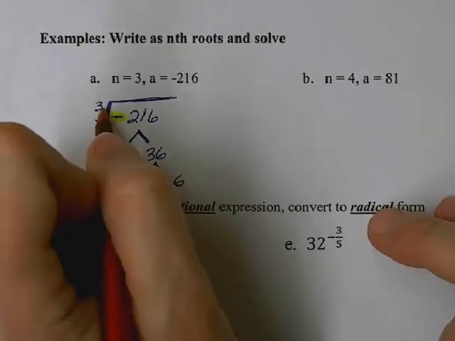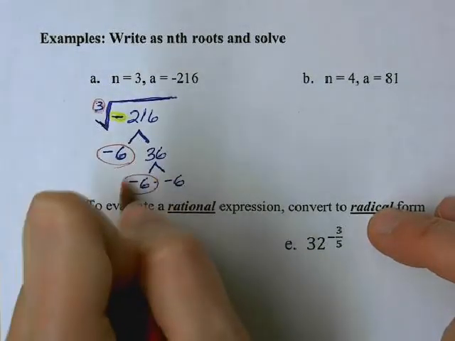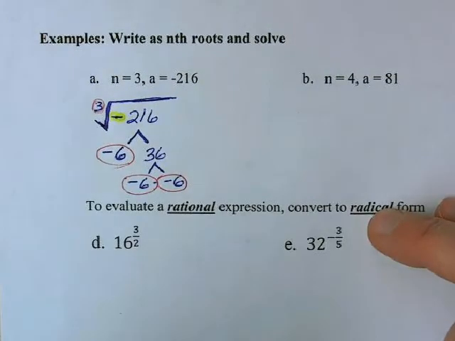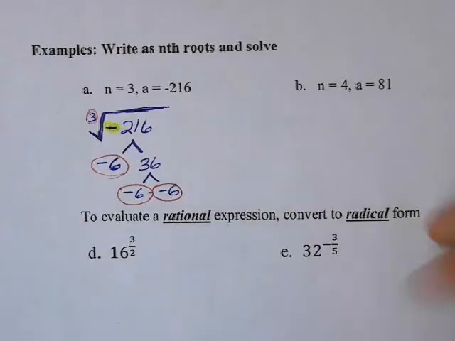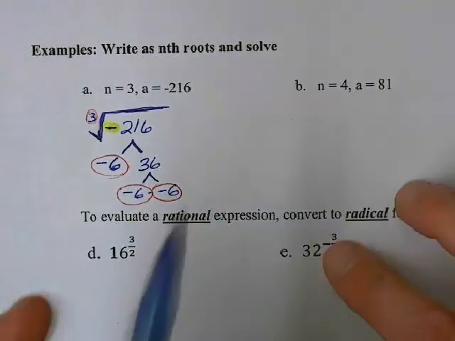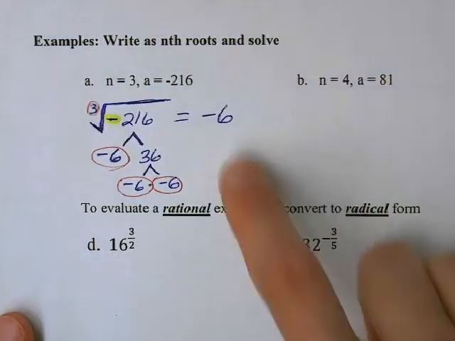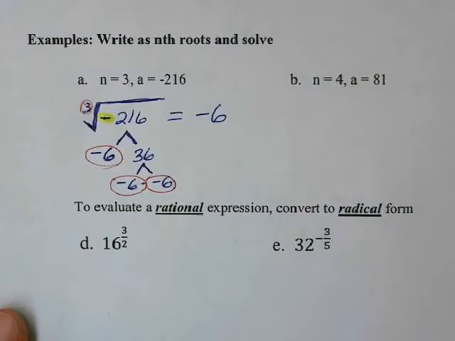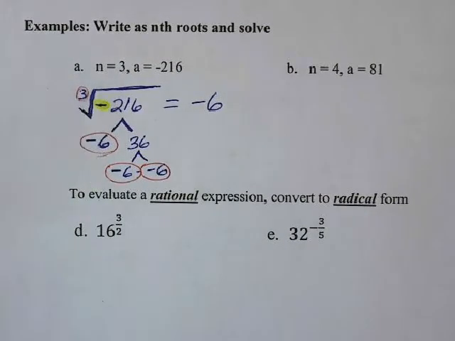Yeah, and this 3 here means you're looking for 3 of something. See? 1, 2, 3. 3 negative 6s make negative 216. So the answer is negative 6. Yep, the answer is negative 6 for that one. So you have to have a negative on this, otherwise it wouldn't come out to negative 216.